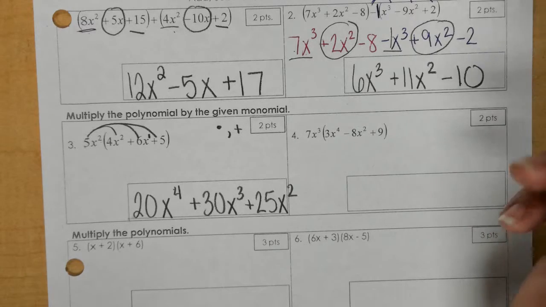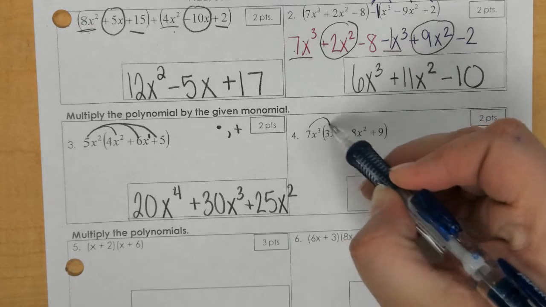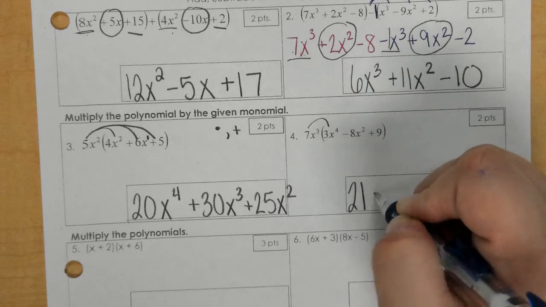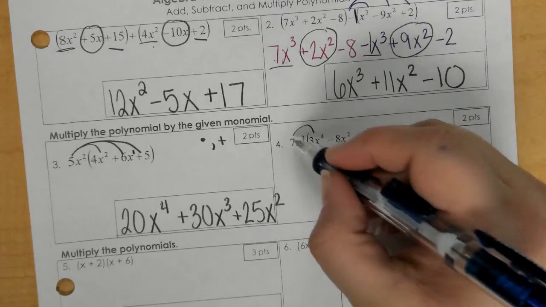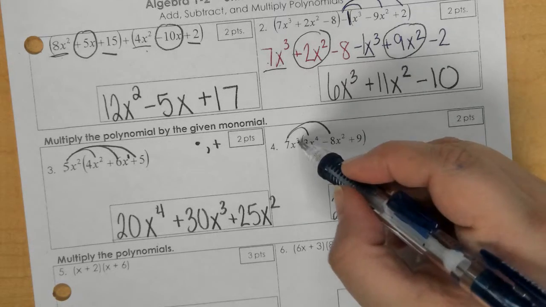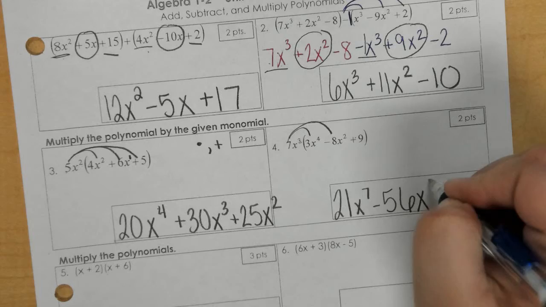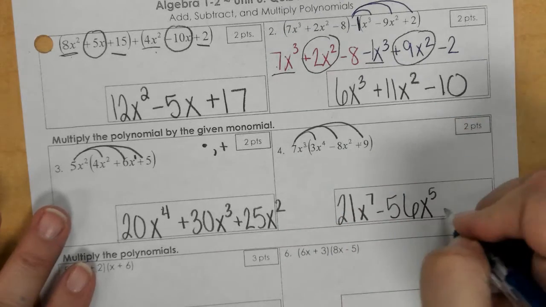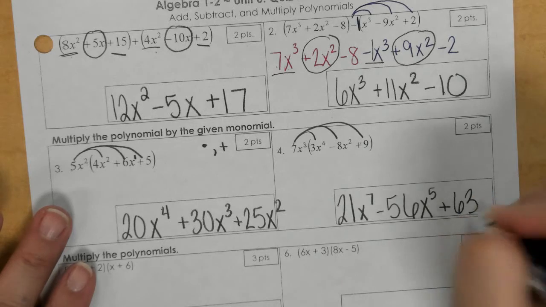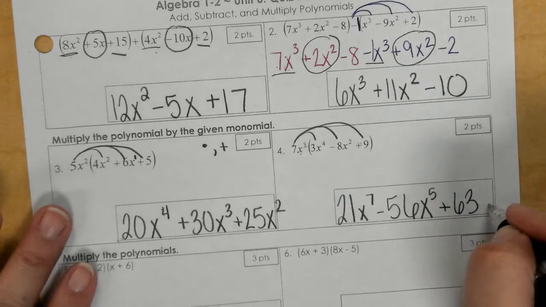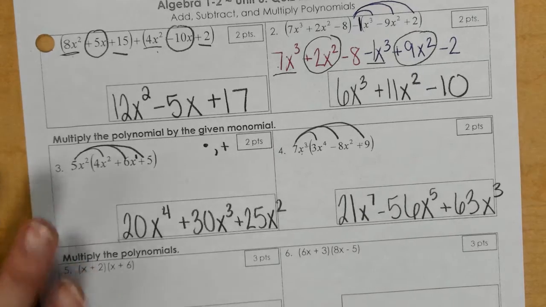Okay? In number 4, again, distribute, so 7 times 3 is 21. Add your x's, so x to the 7th. 7 times negative 8 is negative 56. Add your x's, x to the 5th. 7 times 9 is 63. That does not have an x, but that does, so I need to bring that down. Okay.